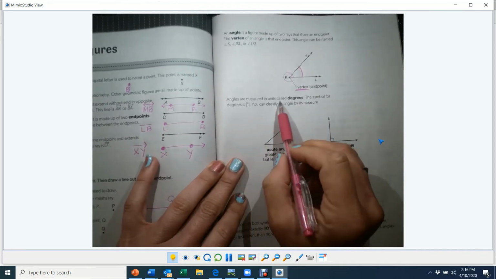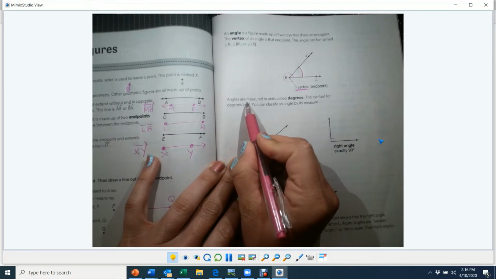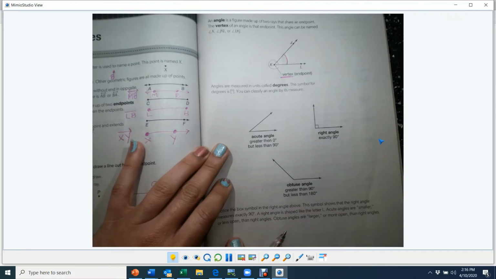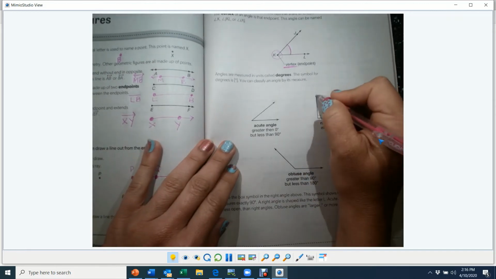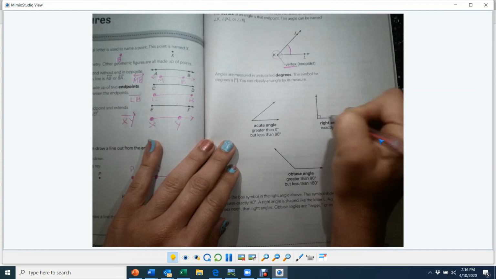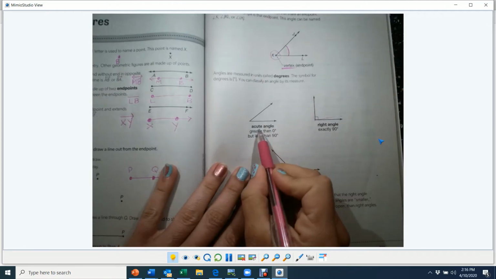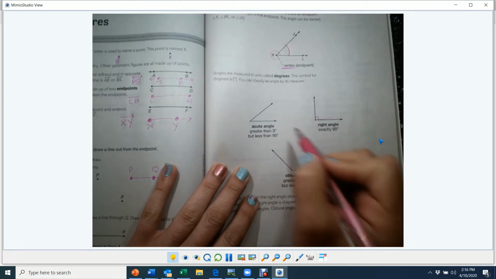Angles are measured in units called degrees. We all know that's the symbol for degrees, that little circle next to your number. And you can classify an angle by its measure. And I showed you this earlier. So, remember, right angles are 90 degrees. And if you have a sheet of paper or anything else, you can put it on here and see that it lines up. Acute angles, remember, they are acute because they're smaller than a right angle.